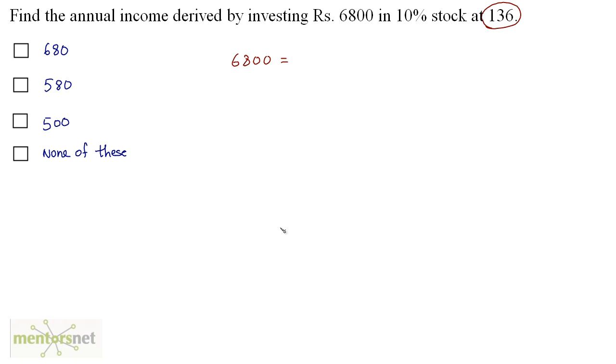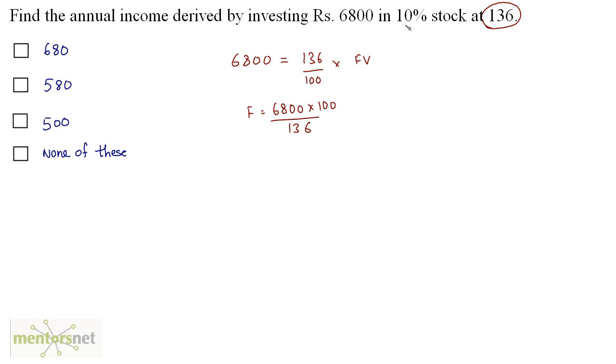So 6,800, which is the market value of all of the shares, is equal to, now this term also signifies the market value of rupees 100 face value shares, right? So I can say that the market value is equals to 136% of the face value, right? So 136 upon 100 times the face value, let it be FV. Okay, so the face value is equals to 6800 times 100 divided by 136. Let it be as it is.